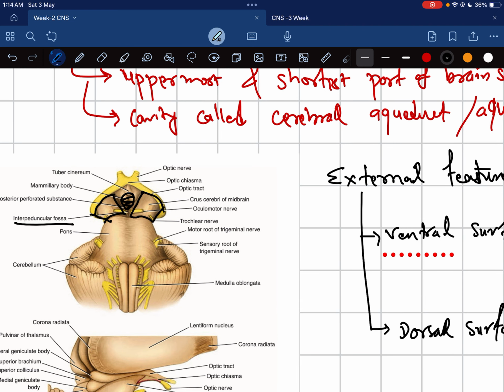In the superior border of the interpeduncular fossa there is the mammillary body and the tuber cinereum. So when we look at this image, anteriorly or superiorly there is an optic nerve, forming the optic chiasma, and this is the optic tract, a continuation of the optic nerve.